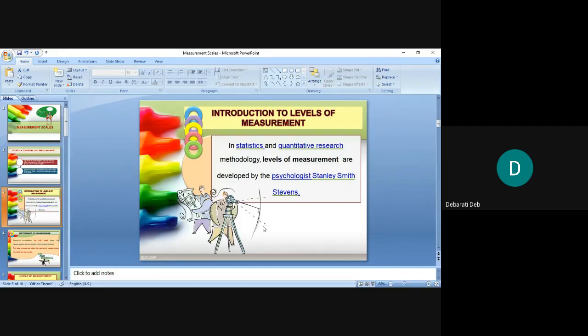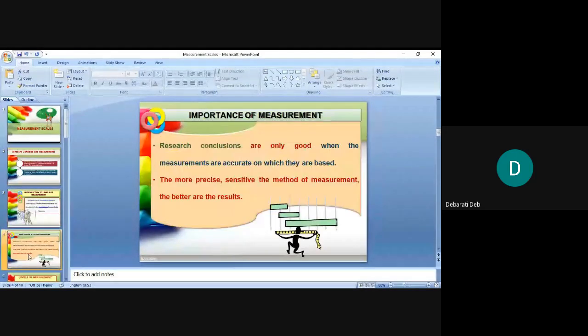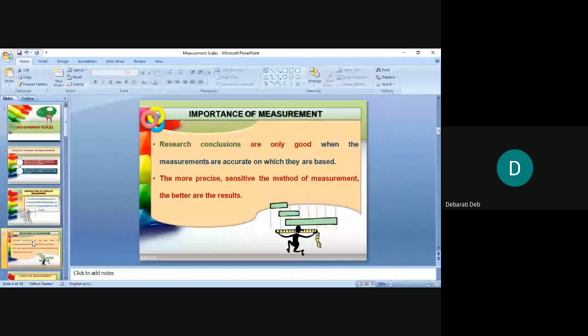These levels of measurement were developed by the psychologist Stanley Smith Stevens. This person has developed the different levels of measurement. Now, what are those levels of measurement? Before that, understand the importance of measurement. Research conclusions are only good when the measurements on which they are based are accurate. The more precise and sensitive the method of measurement, the better the results.